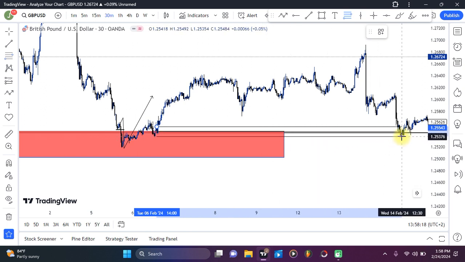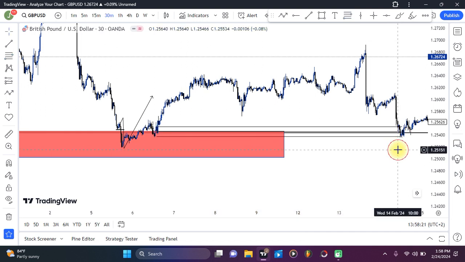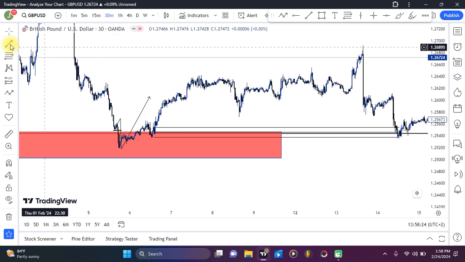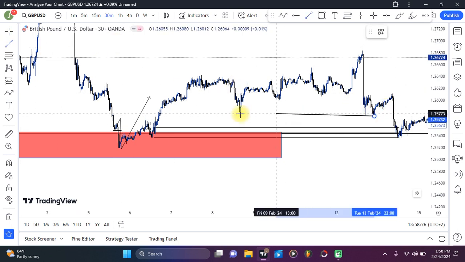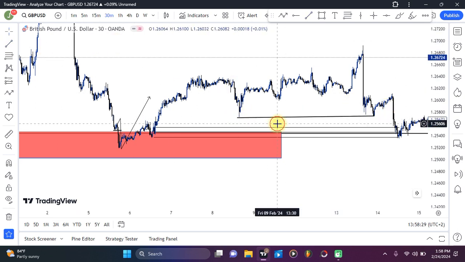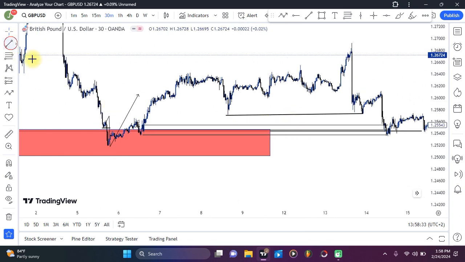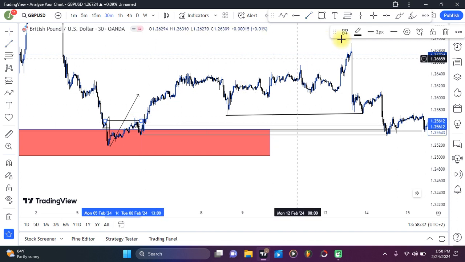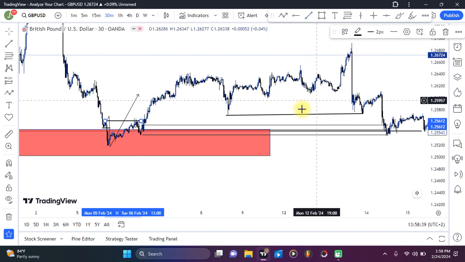And then as you can see, when the market retraced into this order block, the market even generated liquidity before reaching this order block here. As you can see, this is our liquidity. Okay, and here we have our change of character to the upside, which is going to be our minor change of character.